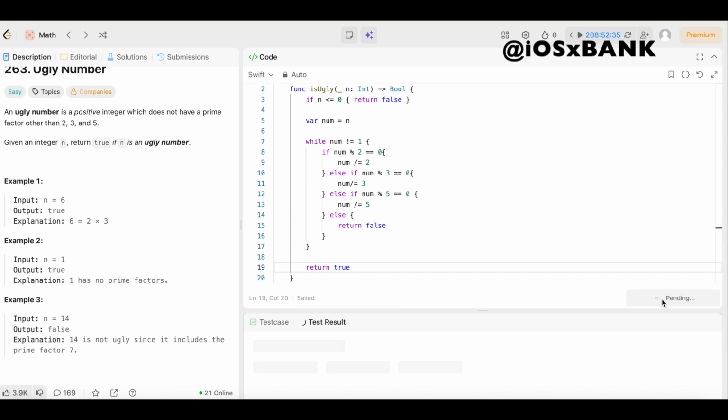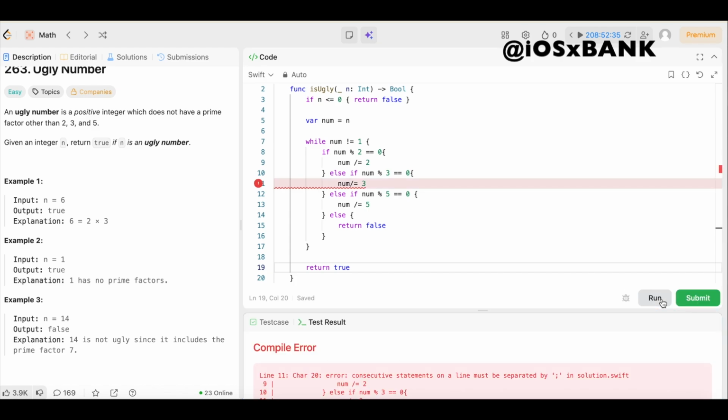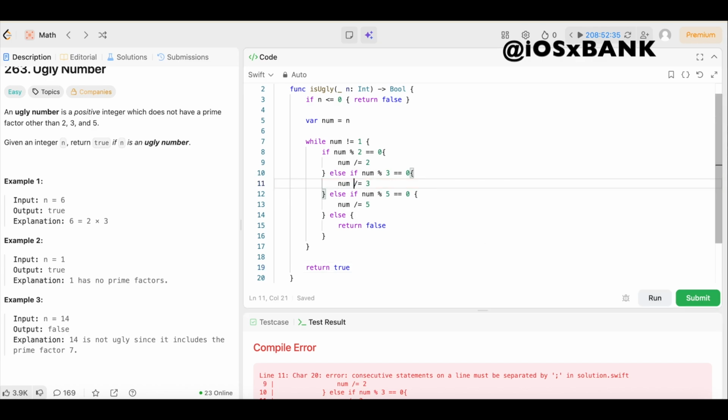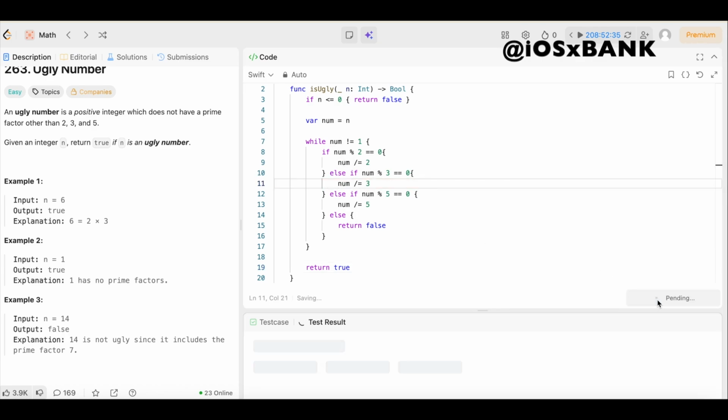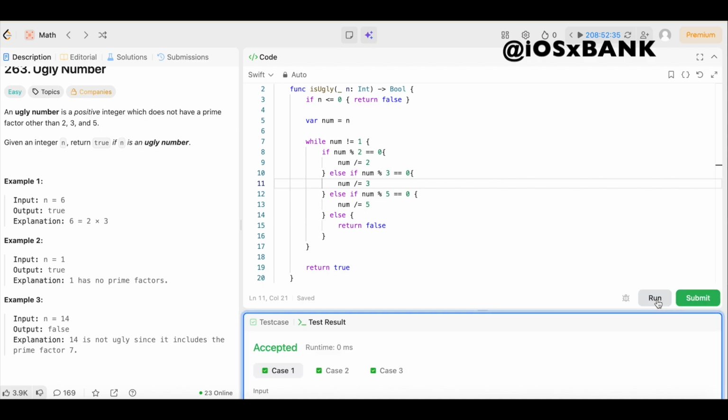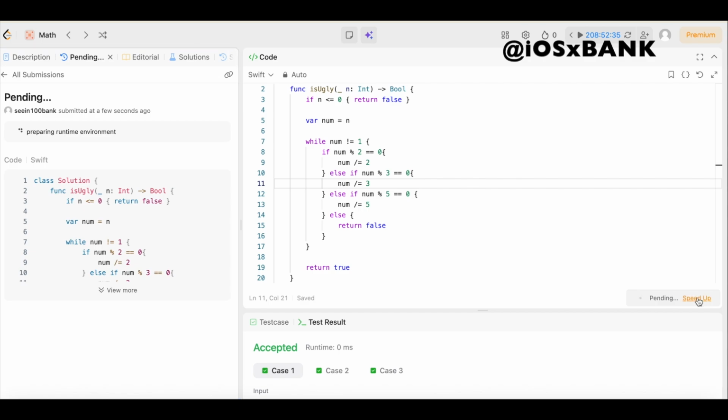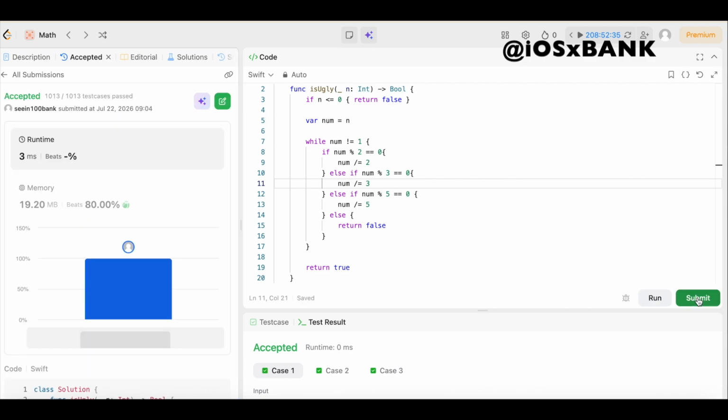Make sure it runs properly before we submit it. And we need equal white space, so let's run that again. It's accepted, so let's go ahead and submit it. Make sure it's still accepted after we submit it. Boom, and look at that, y'all. 3 milliseconds. That's what I'm talking about. That's what I'd like to see, y'all.